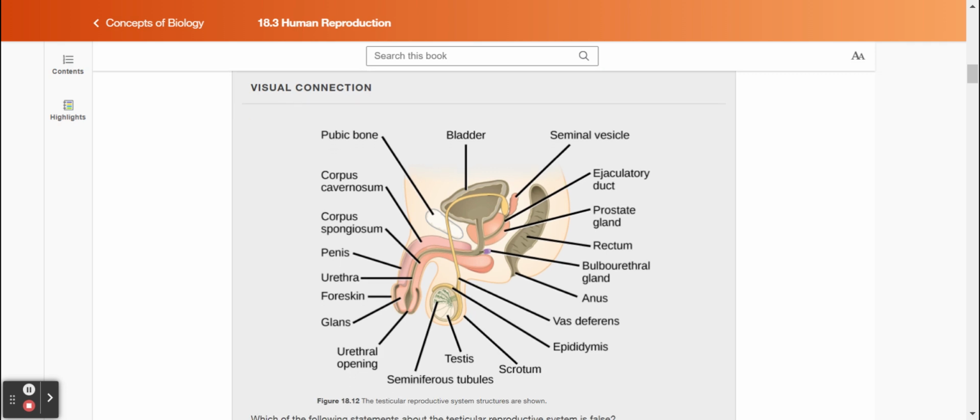Figure 18.12. The testicular reproductive system structures are shown.